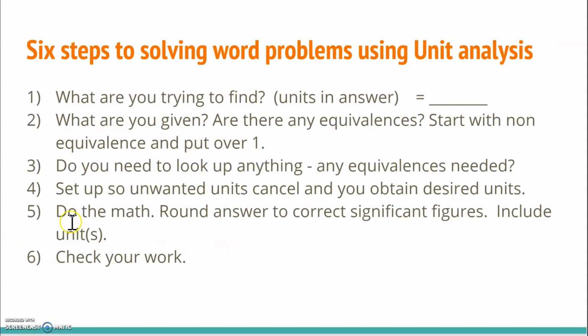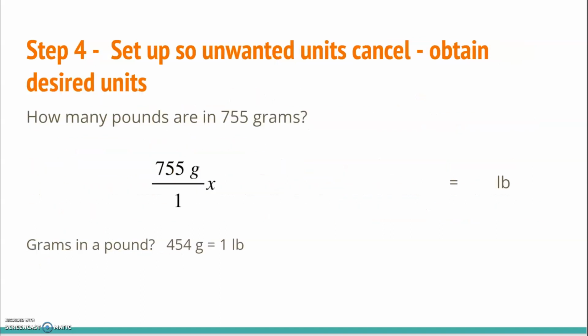So now I'm at step 4. Set up the problem so unwanted units cancel and you obtain the desired units. So first I have to decide what my unwanted units are. I don't want grams, and my desired units are pounds. So I need to cancel out grams and get pounds. So now I take my equivalence and decide what goes on the top and what goes on the bottom of the fraction. If I want to get rid of grams, grams is going to have to go on the bottom of the next fraction. So I set it up like this. Grams cancel, and I get to pounds. So I've done step 4.